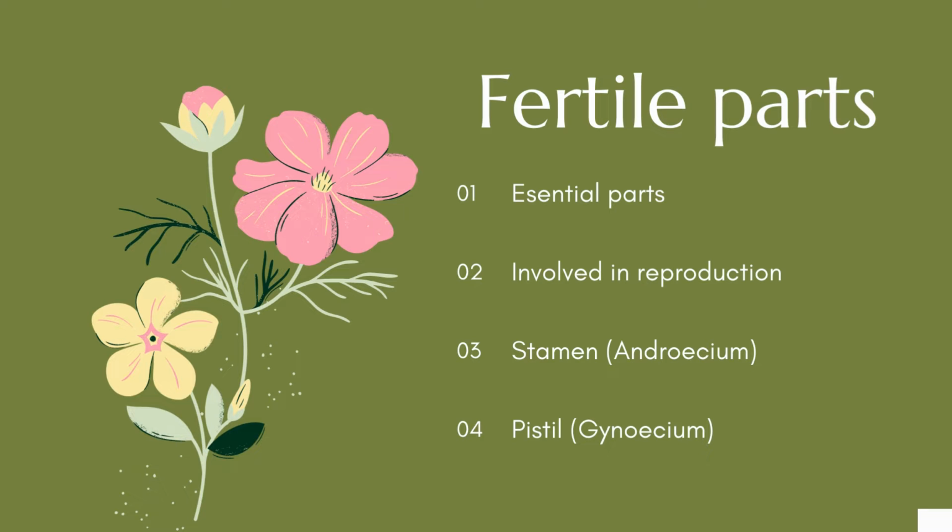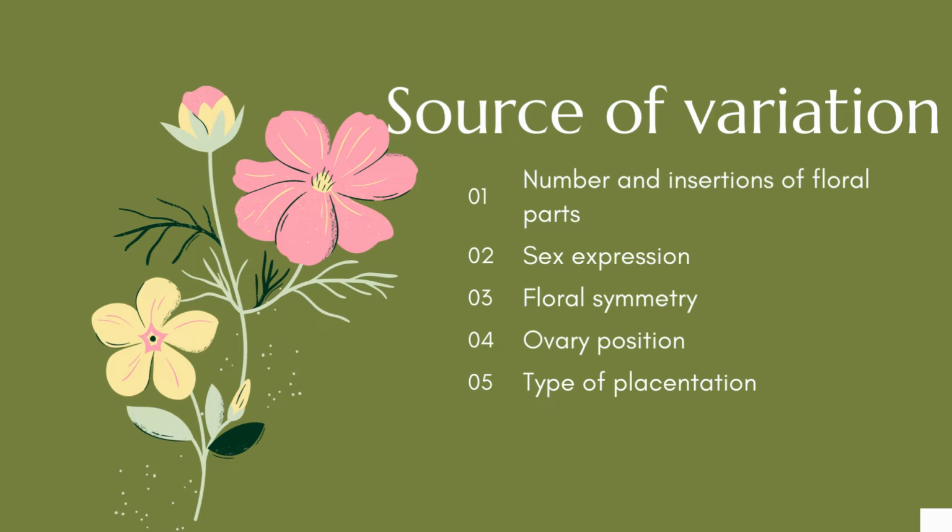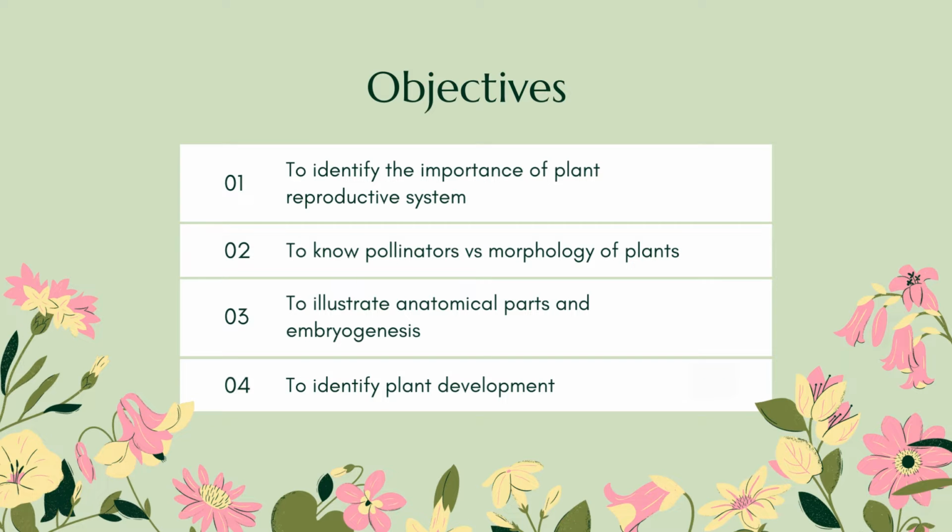The fertile parts, also called essential parts, which are mainly involved in reproduction, are the stamen, collectively called the androecium, and the pistil or gynoecium. The flowers of different plant species have morphological differences. The sources of variation are the number and insertion of floral parts, sex expression, floral symmetry, ovary position, and type of placentation. The objectives of the study are the following.